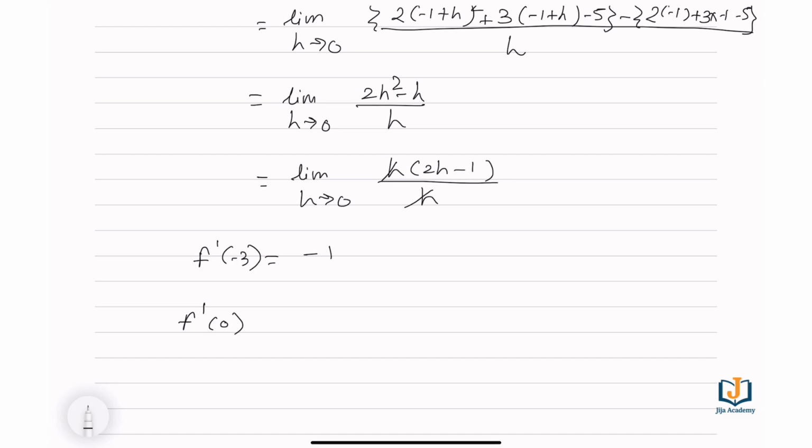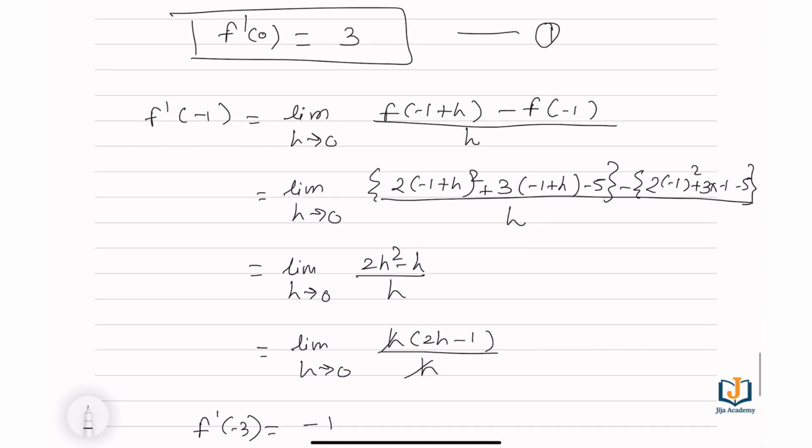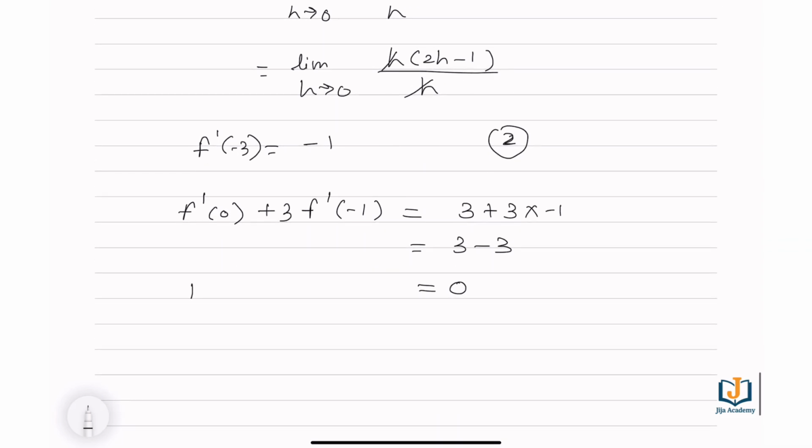So derivative at 0 plus 3 into derivative at minus 1 is equal to, this is equation 1 and this is equation 2. So we get here 3 plus 3 into minus 1 is equal to 3 minus 3 is equal to 0. So derivative at 0 plus 3 into derivative at minus 1 is equal to 0.